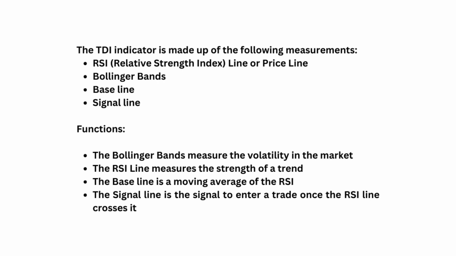The Bollinger Bands measure the volatility in the market. The RSI line measures the strength of a trend. The baseline is a moving average of the RSI, and the signal line is the signal to enter a trade once the RSI line crosses it.